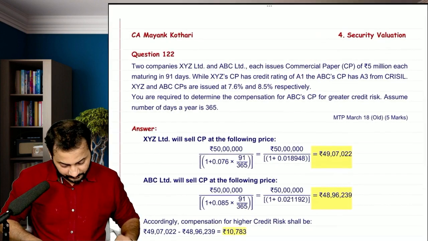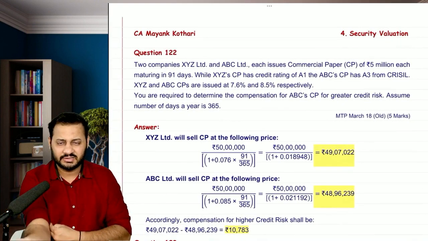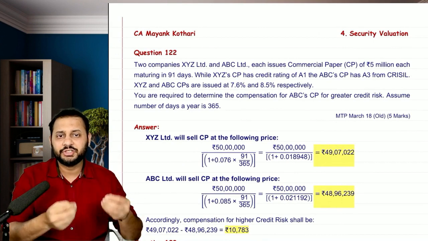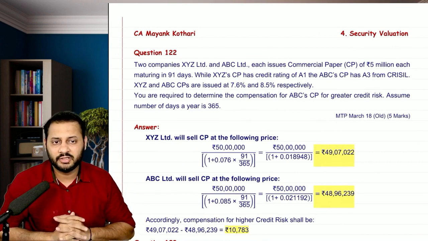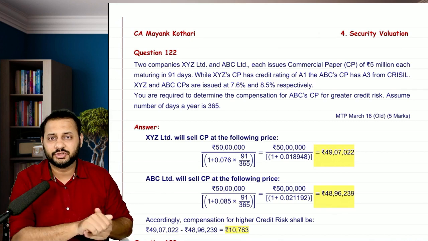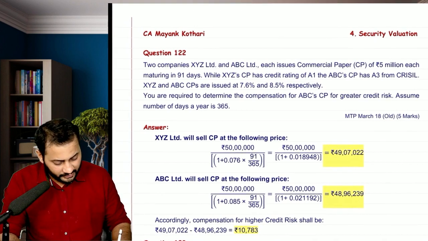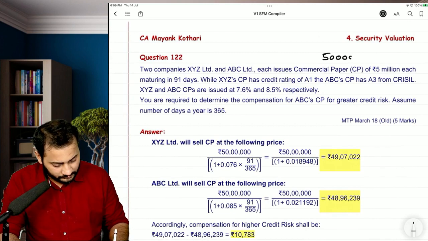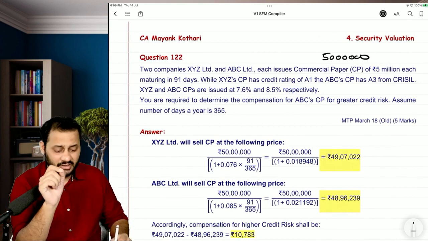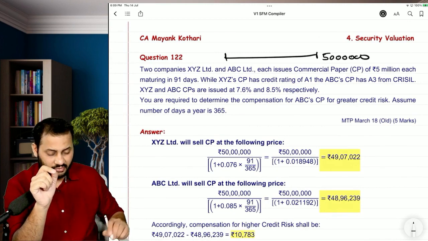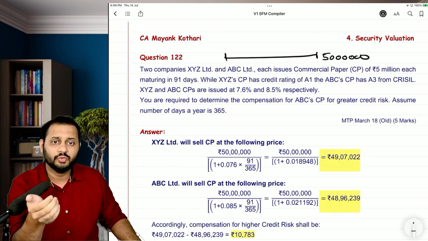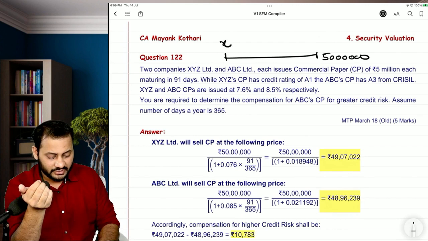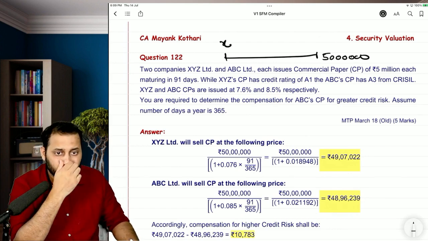What is the question? It's easy. Two companies are there, XYZ and ABC. Each issues a commercial paper of 5 million rupees, each maturing in 91 days. So 5 million means 50 lakh rupees. And please understand, this will be payable after 91 days. The issue price, or received amount, will be something else. That's what we have to calculate.